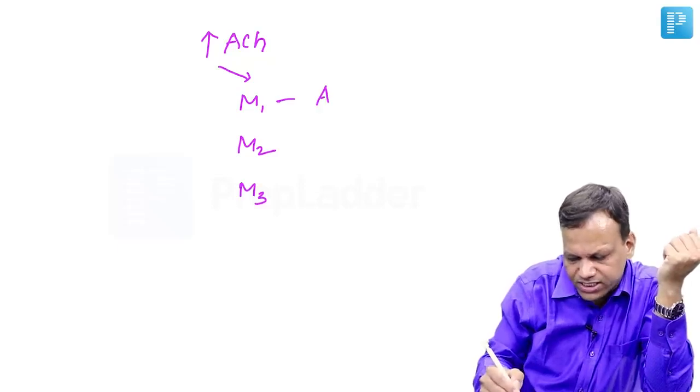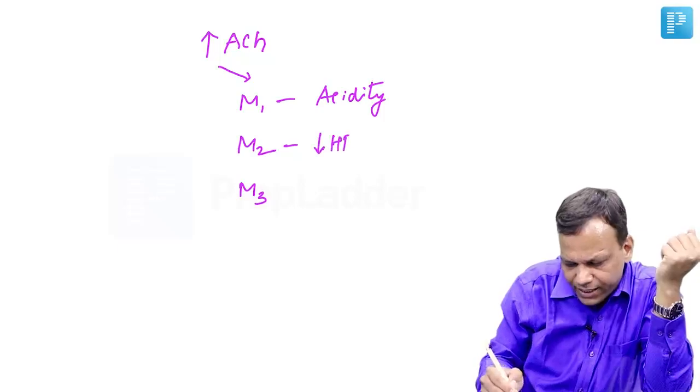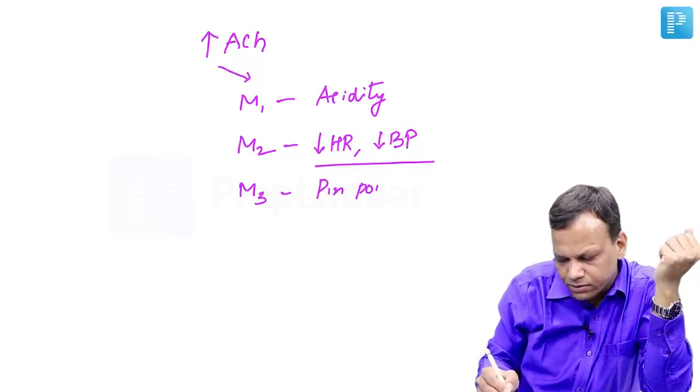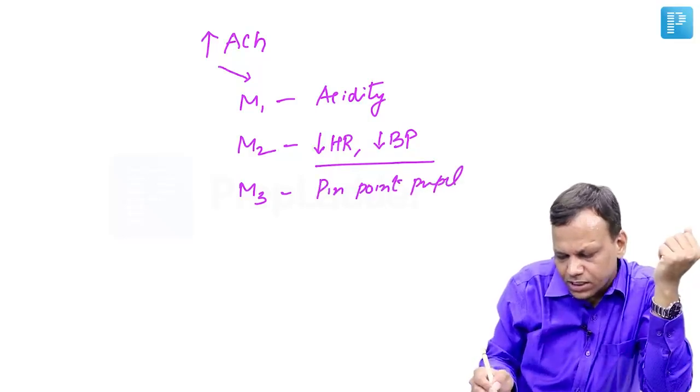M1 stimulation will lead to acidity. Remember, it is present in the stomach. M2 stimulation will lead to bradycardia and hypotension. Remember, M2 is in the heart, it is depressing the heart. M3 in the eye will cause pinpoint pupil. Remember, it is causing miosis.